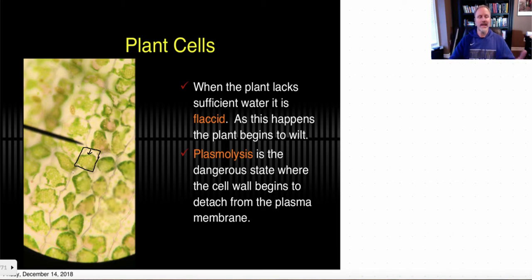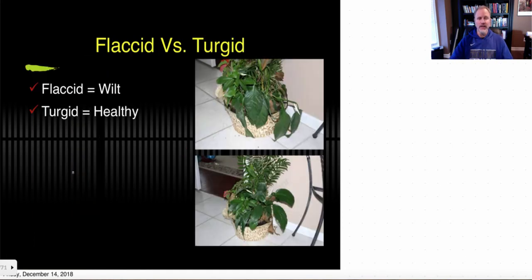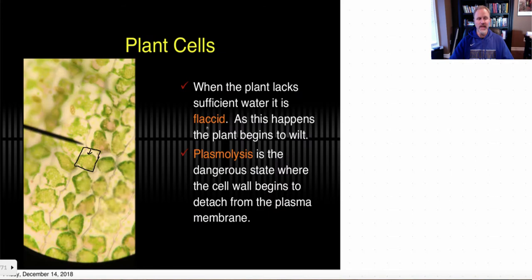And when the plant gets into this state, it takes on a drooped or wilted kind of appearance, and we say that it's flaccid, which is one of the words in orange there. And so that's when we know the plant needs water. So if you look here, the plant on the top, this particular one right here, we had gone away for a while, hadn't watered the plant, so the plant starts to wilt because it's taking on this appearance here.